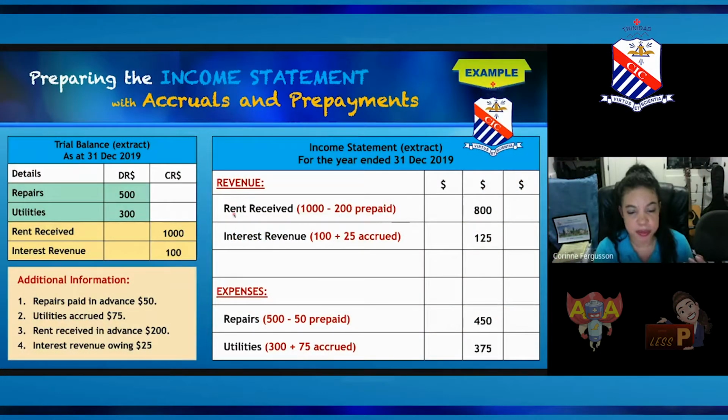And we had the revenue, and you can tell from this, since we left it was a prepayment, that would be this one here, the rent received in advance. And the rent revenue, note number 4, was interest revenue owing $25. That means accrued, so we added it. Where did we get this 100 from? Your trial balance, right? So we're going to emphasize once again, the trial balance is where you find the amounts paid and the amounts received, and the notes tell you which accrual and prepayment, if there's an accrual and prepayment for it.